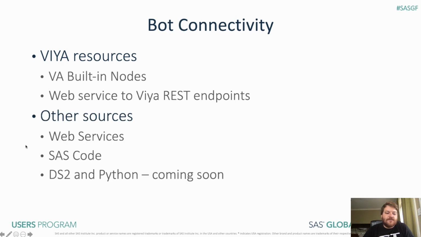There are, of course, other ways. So the power of that web service node is that if you've got code running in some other web service outside of SAS, as long as you can get to it from the machine the chatbot is being hosted on, that is also enabled to provide value for your bot. And coming soon, after this release, we also allow users to write DS2 code, data step 2, or Python code, because we know those two are also very popular among the data science community.